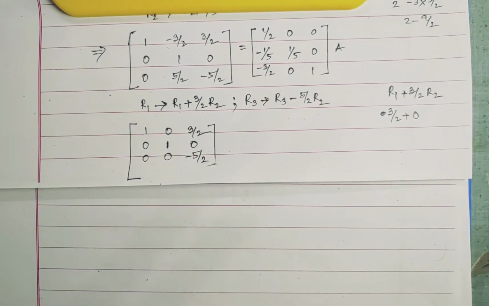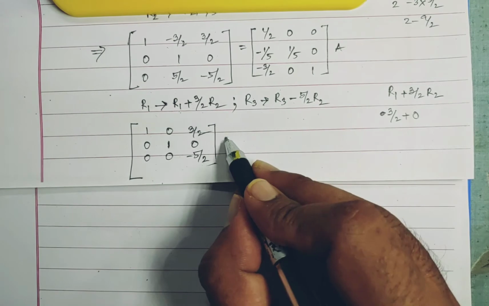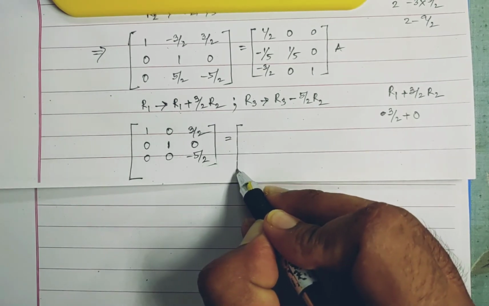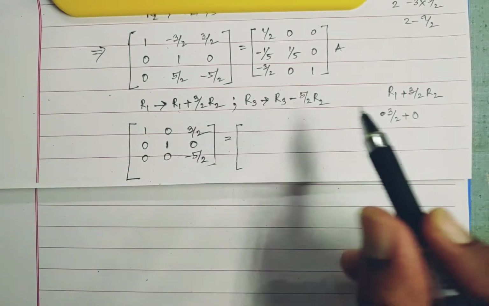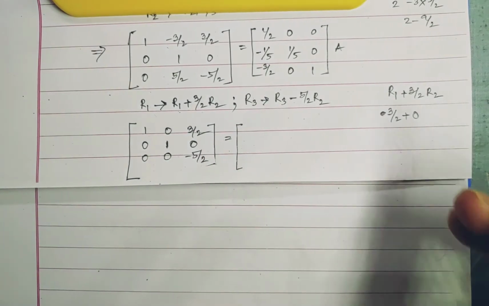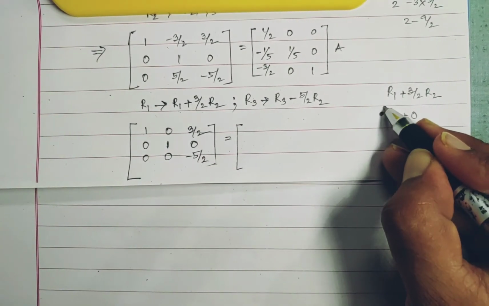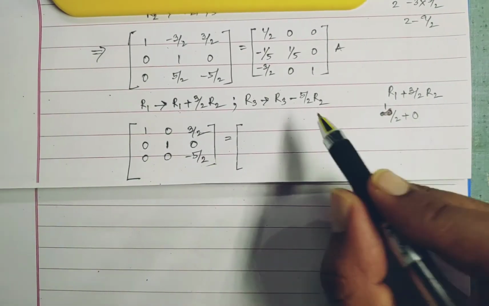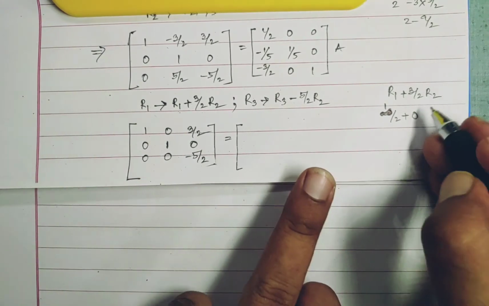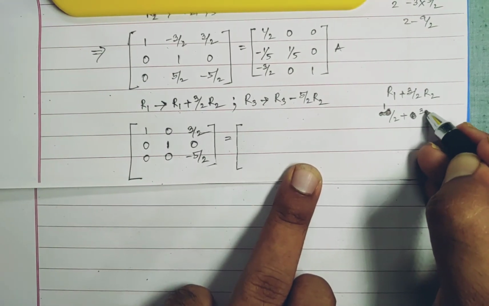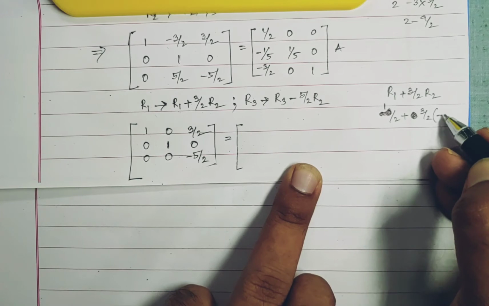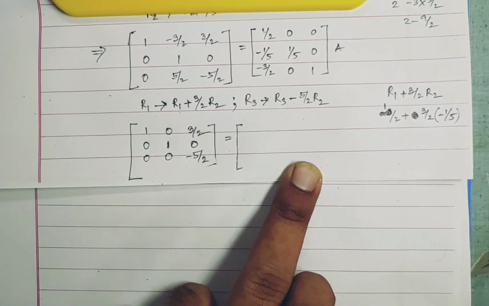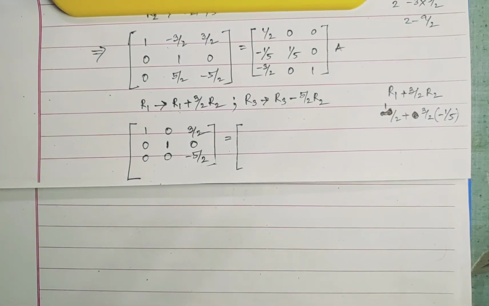Clear? Now let's see the other side. Now what happens to the other side? This one is the problematic side. Now R1 is 1 by 2. So let's write here 1 by 2. Okay. R1 is 1 by 2 plus 3 by 2 into minus 1 by 5. Okay. So let's find out how much is that.